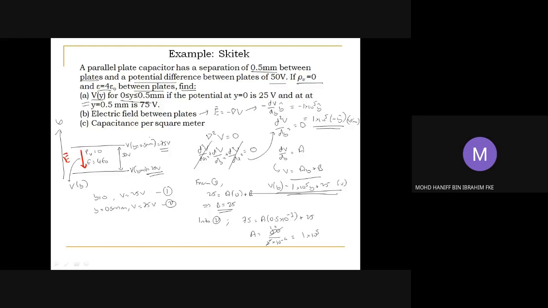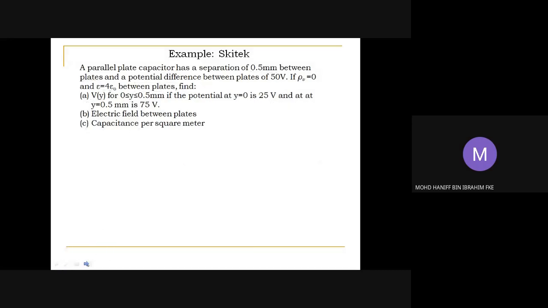Okay, the E field density. Any questions for this then? If there's no question, I shall erase all of this because we want to proceed with question C here, just to find the capacitance per square meter. So we need to find the capacitance now.